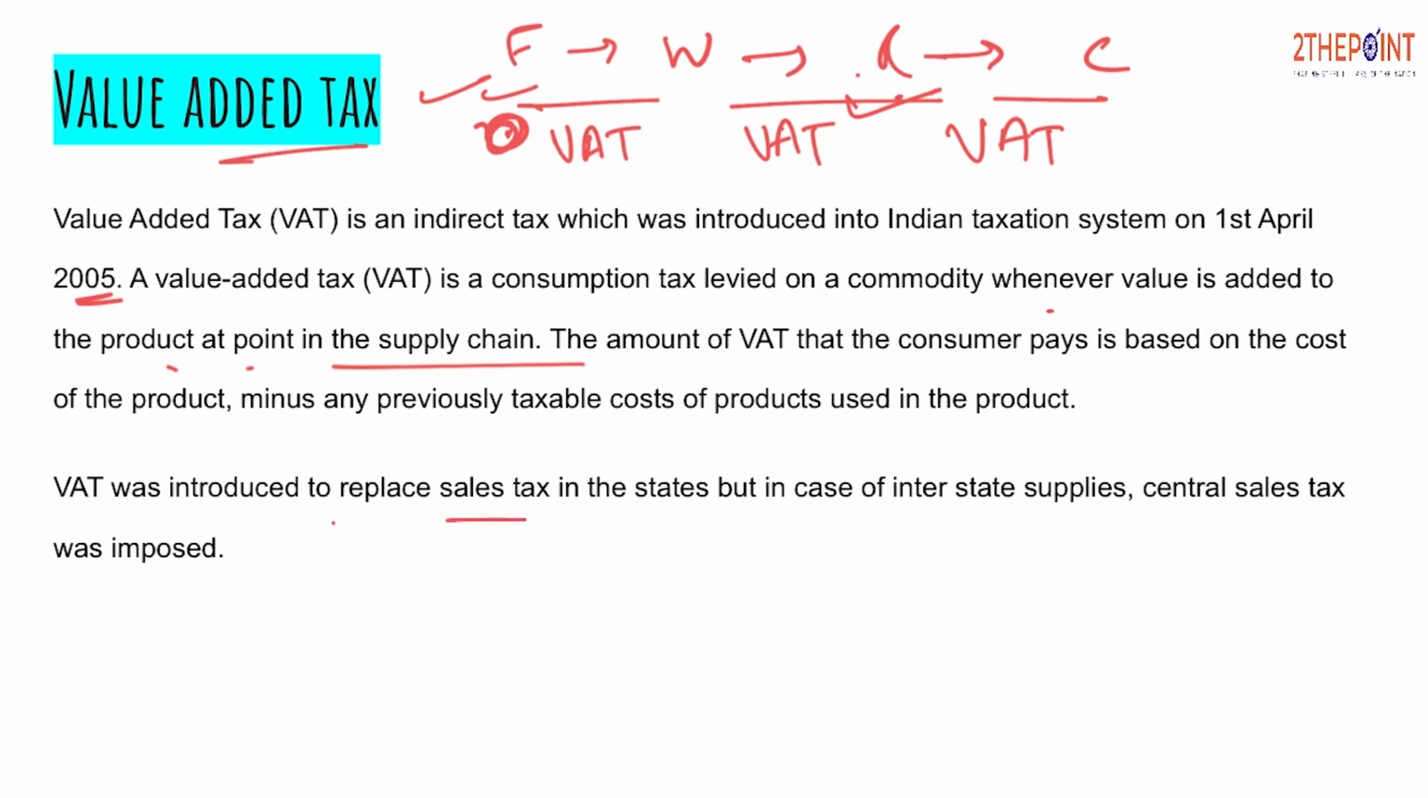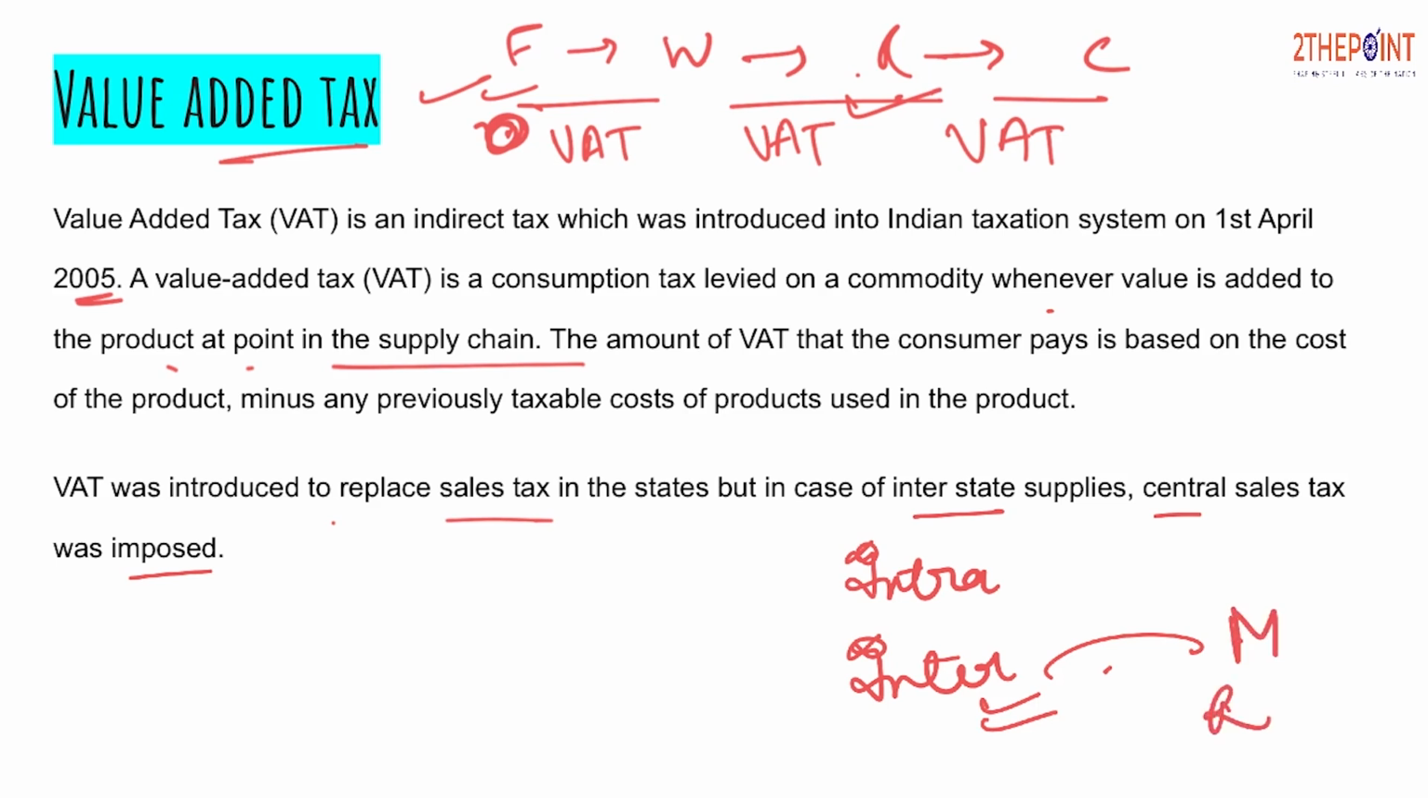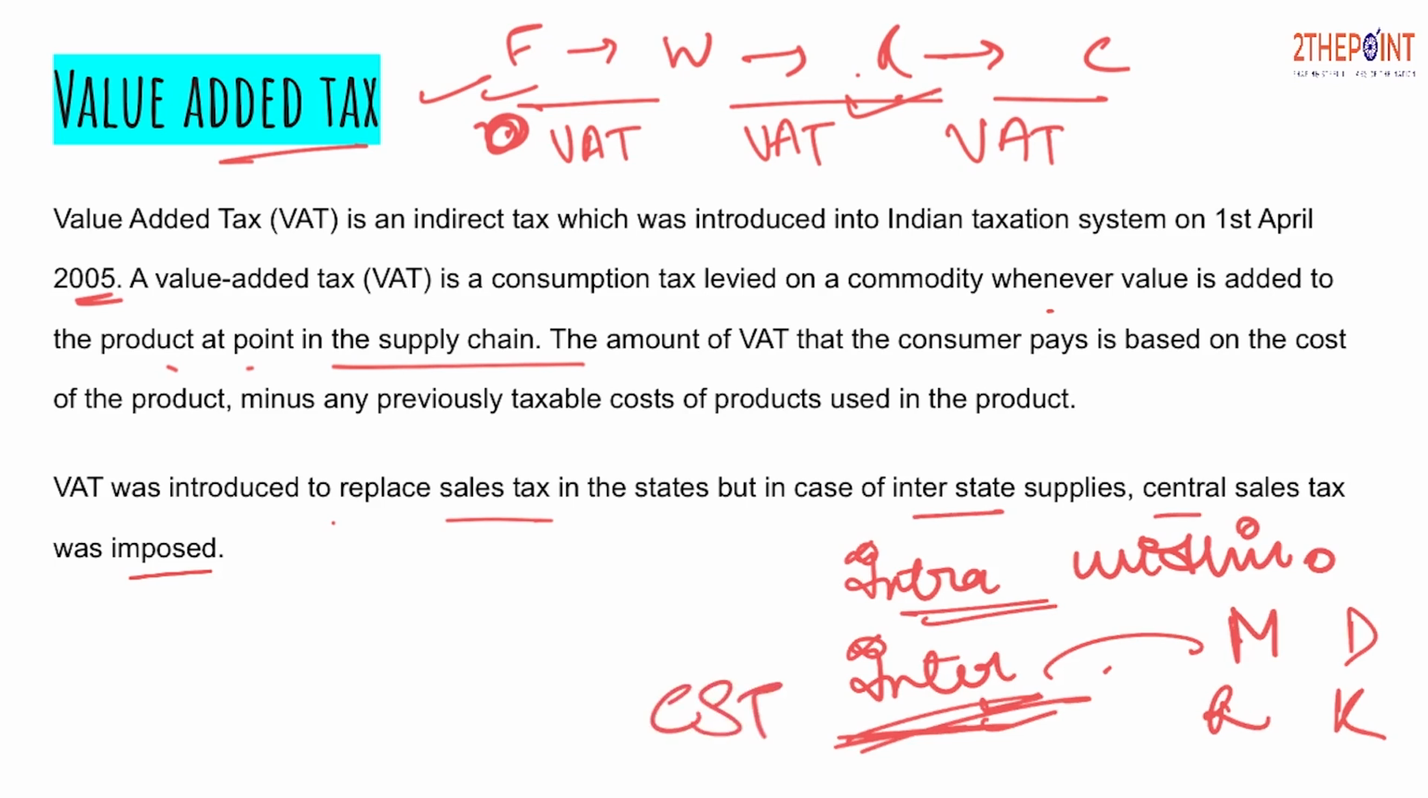VAT was introduced to replace the sales tax in the states, but in case of interstate supplies, central sales tax was imposed. So what was the case under the value added tax regime? There are two types of sales. First is intrastate and the other is interstate. As the name suggests, interstate is from one state to another, for example, from Maharashtra to Rajasthan, or from Delhi to Kerala. So any two states, that is interstate. Intrastate is within the state. So whenever a supply was happening within a state, value added tax was levied. But in the case of interstate sales, it was central sales tax, that is CST, that was applicable.